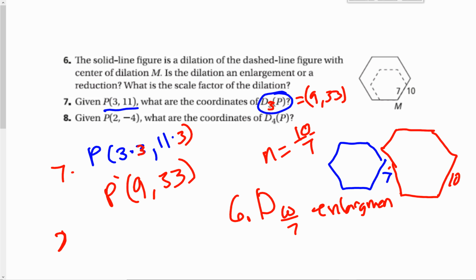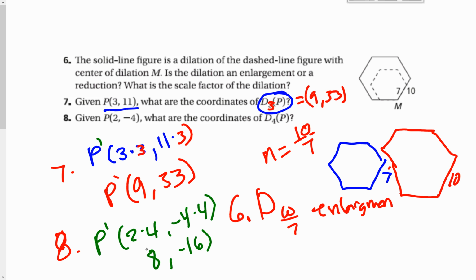So again, I just take that point times the 2. This would be prime. 2 by 4, because that's my n, that's my scale factor. And I take negative 4 times my scale factor. So I get 8 over negative 16. There's my new point. All right, done.